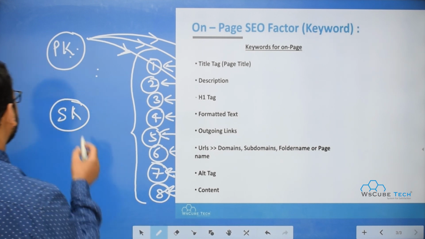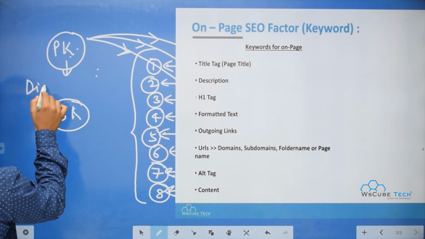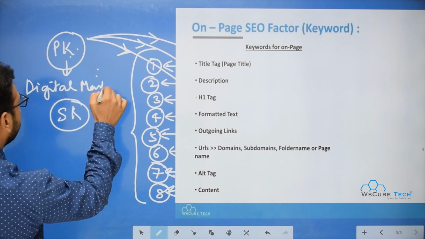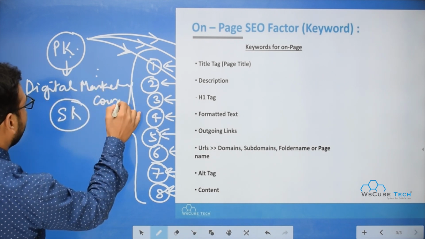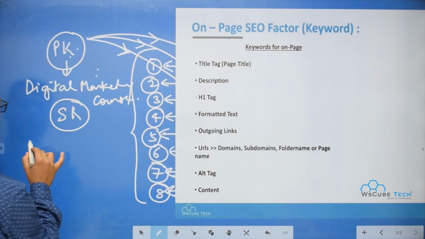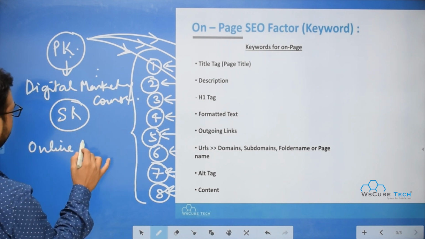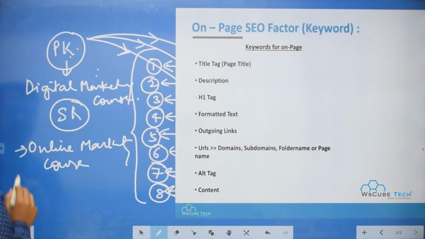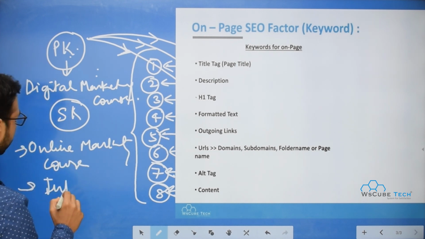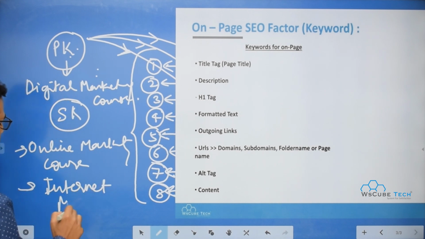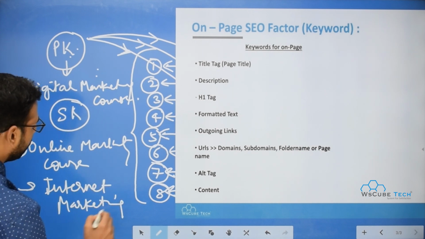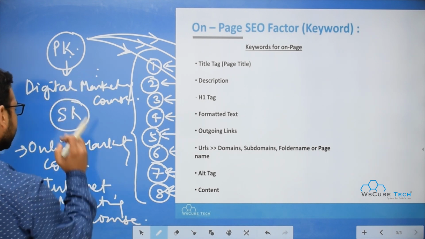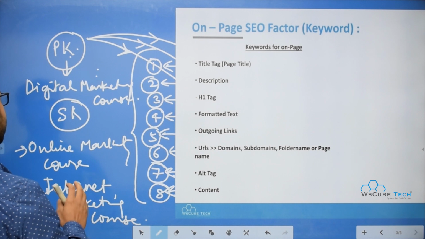Let me take an example also. I'll be writing here primary keyword. For example, the primary keyword for me is digital marketing course. This one is the primary keyword, and then there is online marketing course, or we can also write internet marketing course. Perfect. If you analyze the intent of all these keywords, it is basically the same, right?